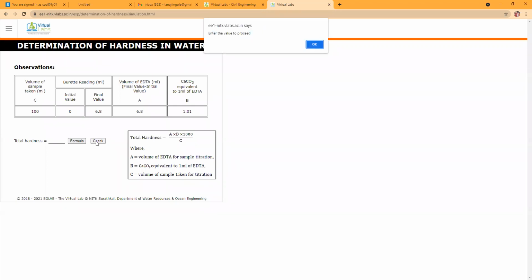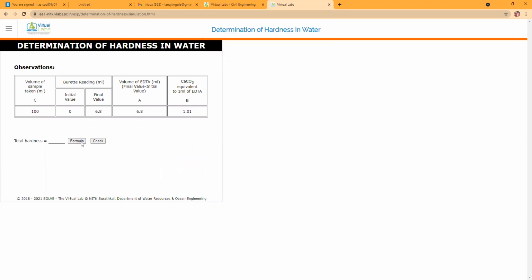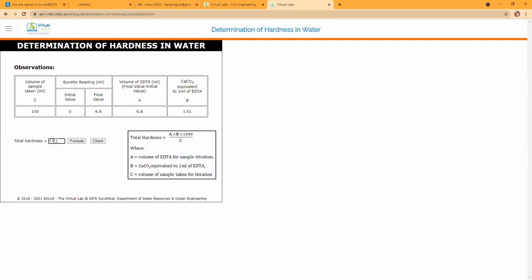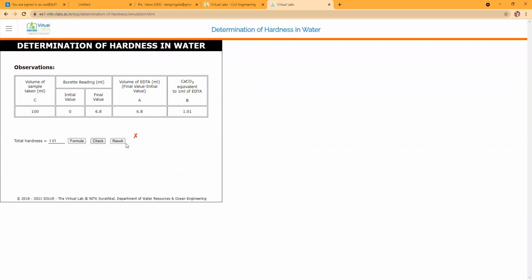Next, check. Total hardness is equal to 68.68 milligram per liter as calcium carbonate. Final result: total hardness is equal to 68.68 milligram per liter as calcium carbonate.